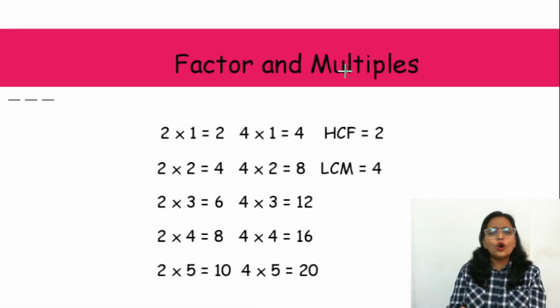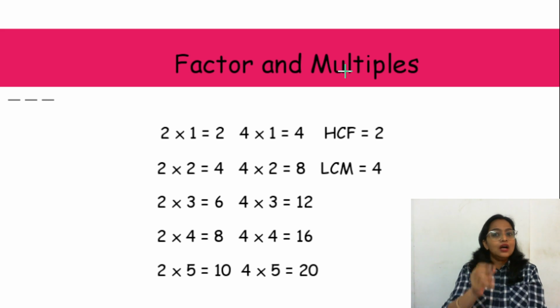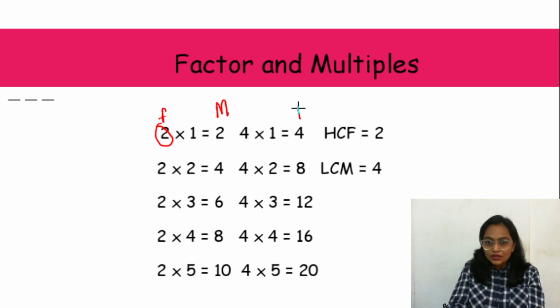Now, I'll just give a brief idea of factors and multiples. I know you all know it, but just for the sake of this video, I'll give the introduction. So, if we see the table of 2, then 2 times 1 is 2, then 4, 6, 8, 10, right? So, all these numbers are the multiples of 2 and 2 is the factor of all these numbers, right? Likewise, if we see the table of 4, then all these are the multiples of 4 and 4 is the factor of all these numbers, right?